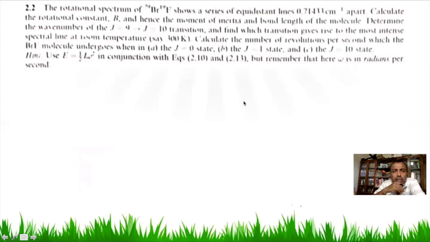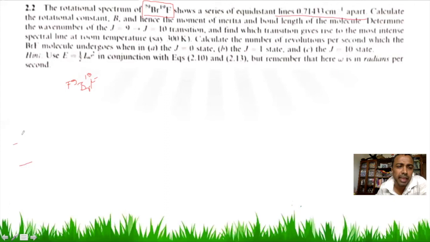A few questions ask you to calculate the rotational constant B. Let's read out the question first. In the rotational spectrum of BrF, with Br given as 79 and F given as 19, the series of equidistant lines is observed.